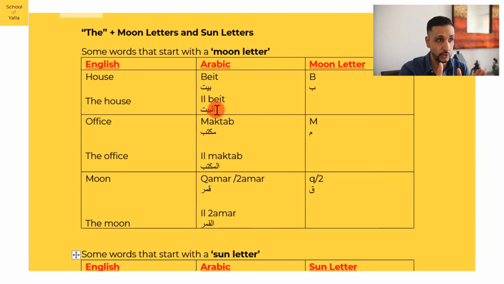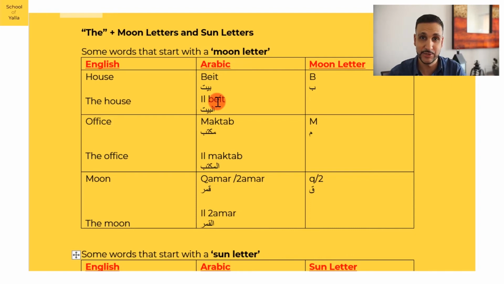So for example, any word starting with a B is what's called a moon letter. So if I have the word for door, which we said was bab, I'm not saying ibbab, I'm saying ilbab, because I know the B is a moon letter from bait.